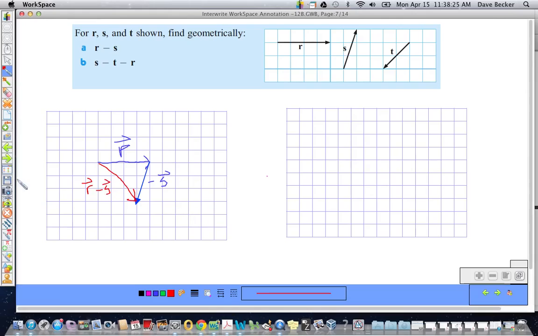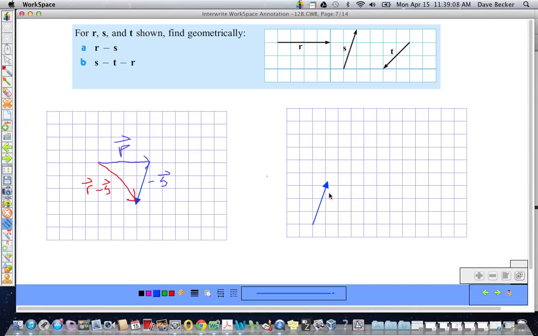No big whoop. Okay, so now let's do S minus T minus R. Let me make sure I get this. We will start with S. S is over 1, up 3. 1, 2, 3. There's S. Minus T. Oh, that's awful, I got to redo that one.